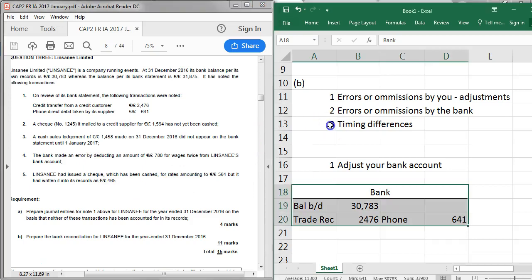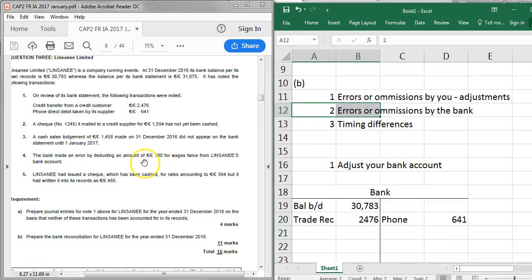The bank made an error, which is the type 2 here, by deducting an amount of 780 from wages twice. Now we know that means there's an error in this figure, but this figure is fine. There's nothing wrong with this figure in terms of wages, it's just been doubly taken off here. So that'll be a reconciling item that the bank will have to adjust for as well.